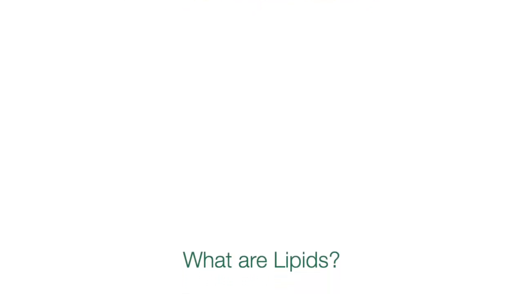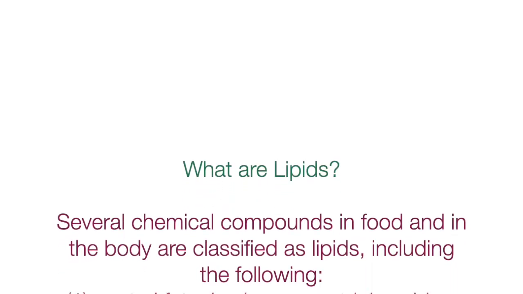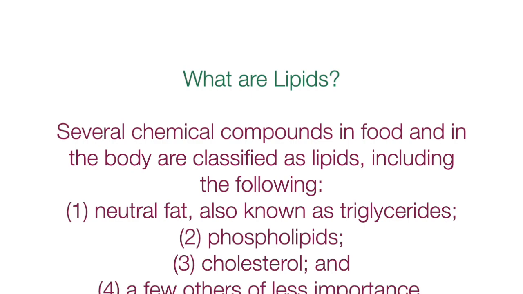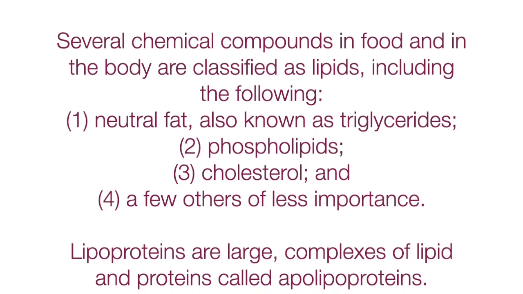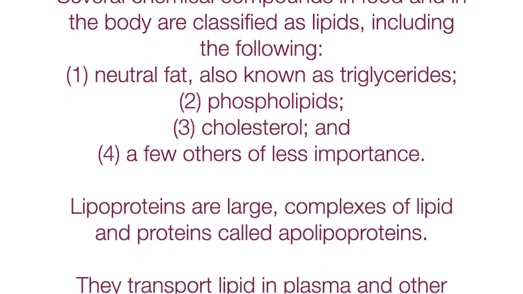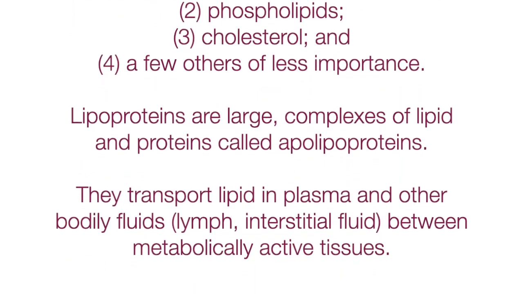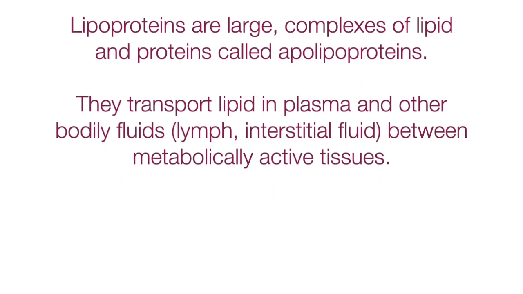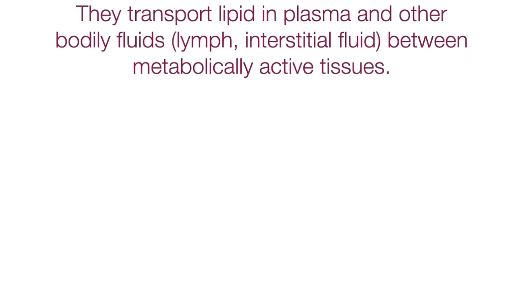What are lipids? Several chemical compounds in food and in the body are classified as lipids, including the following: neutral fat, also known as triglycerides, phospholipids, cholesterol, and a few others of less importance. Lipoproteins are large complexes of lipid and proteins called apolipoproteins. They transport lipid in plasma and other body fluids, lymph, and interstitial fluid, between metabolically active tissues.